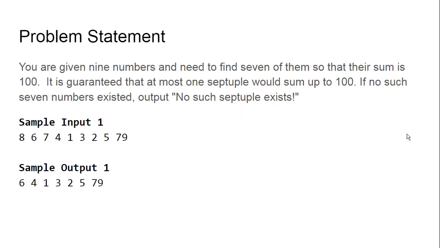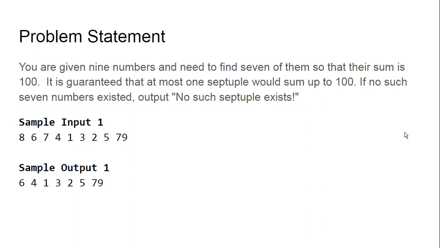Now let's look at the first example problem for this topic, septuple sums. We use this example to introduce the concept of array, but along the way we also discuss other programming idioms. So here's the problem statement.